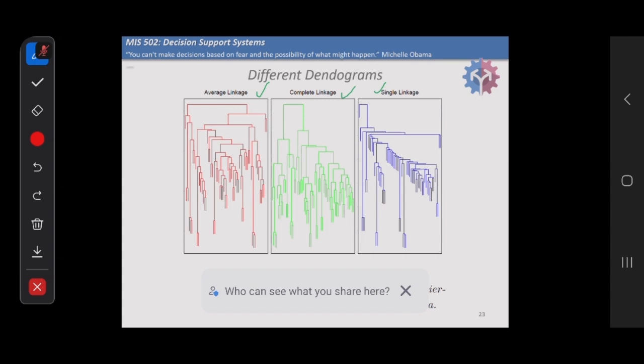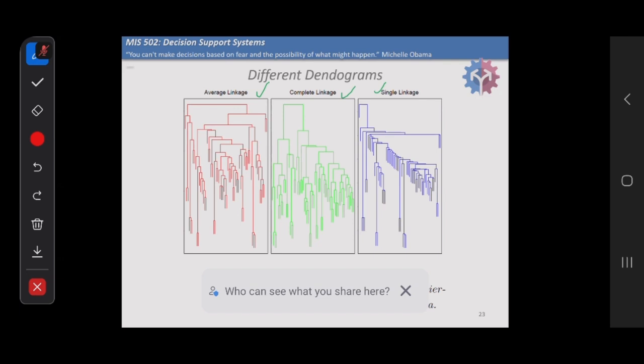Doctor, it seems like the complete linkage is more clear and the average is clearest. No, I mean you cannot tell which one is better over the other. It depends on the use. You know what the purpose is. It depends on the purpose that you're using it for.